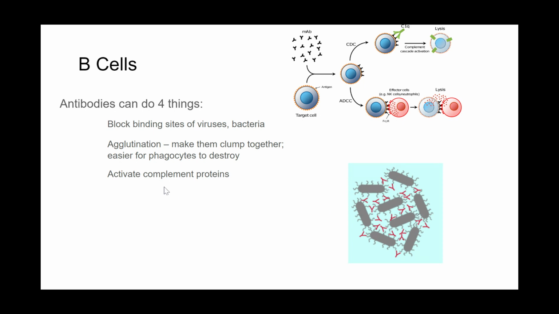All right. And then they can activate complement proteins. Remember those proteins that can cause the cells to kill themselves, or your natural killer cells, which they're not looking for specific cells. They're just looking for antibodies that have marked these cells to die.